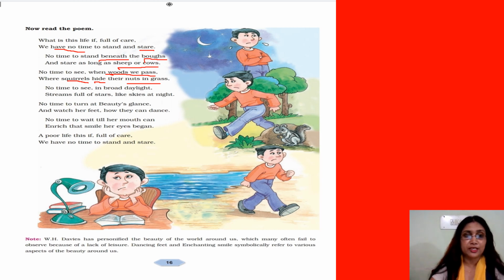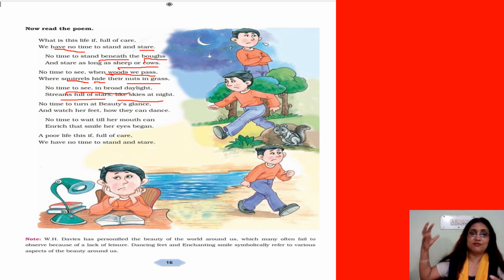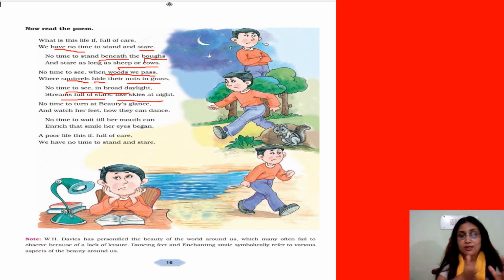we are unable to notice it and appreciate it. No time to see, in broad daylight, streams full of stars like skies at night. What the poet wants to say is, in broad daylight, when the sun shines on the streams of a river, or on the water, its reflection gives a beautiful illusion of stars. But we are unable to enjoy this beauty.